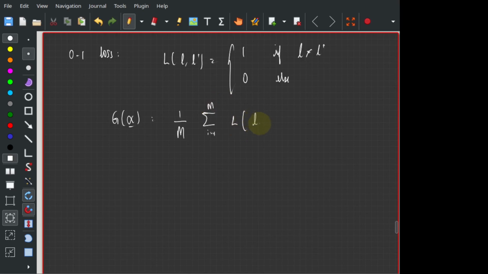L of Li. So what is the true label? The loss between the true label and what my prediction is, which is f alpha of I. So this is the image which is presented to the predictor. The output of the predictor itself is some function, and f alpha of I is going to be the predicted value. The true label is Li, and the loss for the ith data sample is going to be this particular quantity.